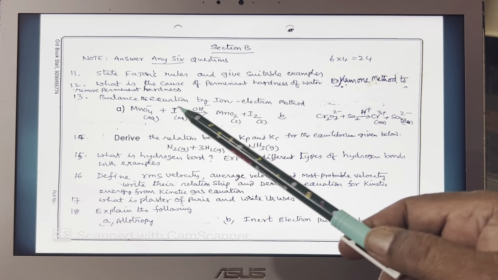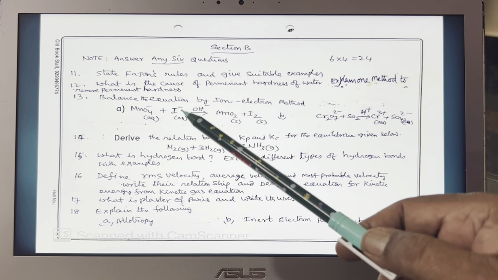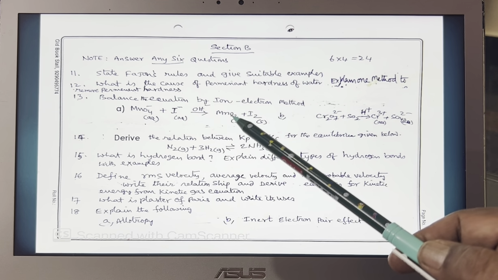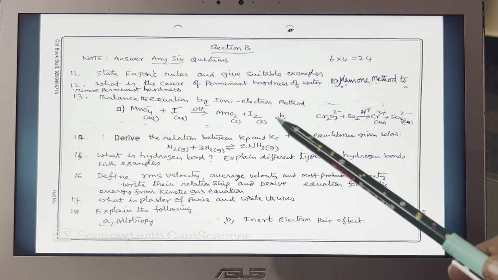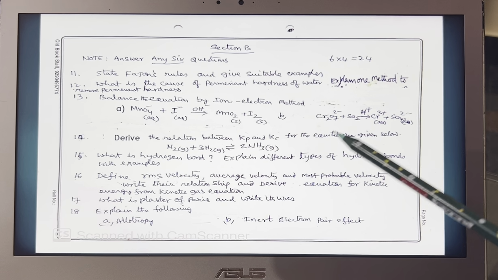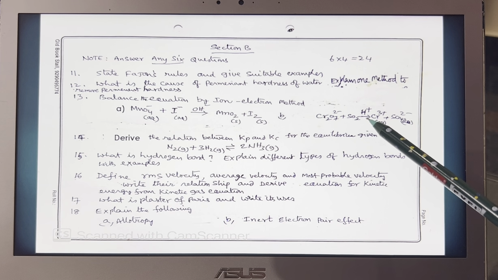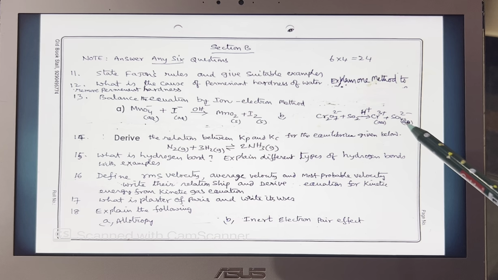The basic medium is OH minus, that is MnO4 minus plus I minus gives rise to MnO2 plus I2. In basic medium you have to balance the equation by ion electron method. The B bit is Cr2O7 2 minus plus SO2 gives rise to Cr3 plus plus SO4 2 minus in acid medium.